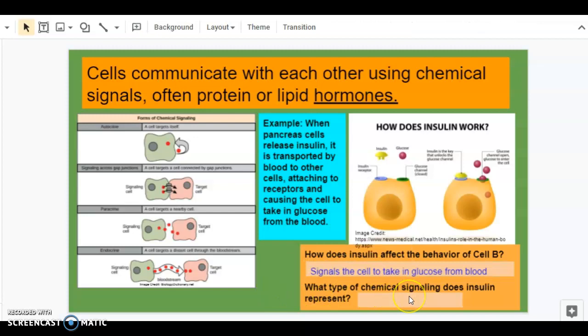And what type of chemical signaling does insulin represent? And you can see over here, it's one in which the cell is far away, which is endocrine signaling.